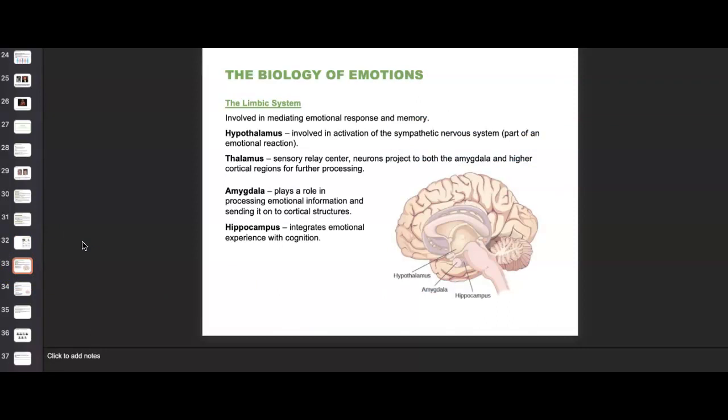When we think about emotions from a biological standpoint, we're thinking about the limbic system, which is involved in mediating emotional responses and memory. So much of our emotional responses are tied to our memory and our cognition of things. The hypothalamus is involved in activating the sympathetic nervous system. So this is part of your emotional reaction. The thalamus is the sensory relay center. Neurons project to both the amygdala and higher cortical regions for further processing. Your amygdala plays a role in processing emotional information and sending it to cortical structures. And the hippocampus integrates emotional experience with cognition.